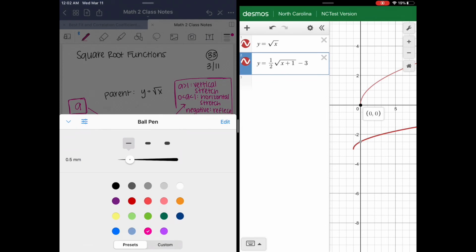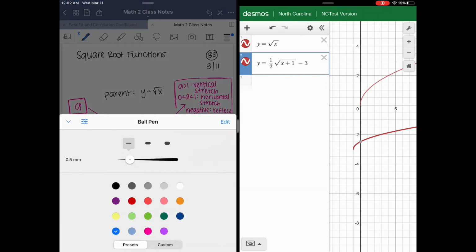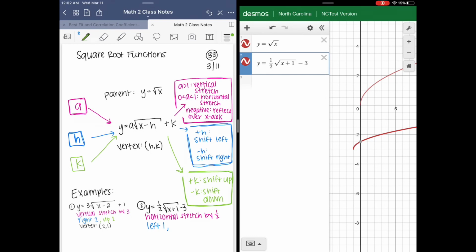Okay, then let's look at how our vertex has moved from 0, 0, the parent function vertex, to this function, which has a vertex at -1, -3. So based on the x plus 1 over here, we do the opposite of what we think, which means instead of going right 1, we actually moved left 1. And the k value is exactly what it looks like. You'd move down 3 for that one.